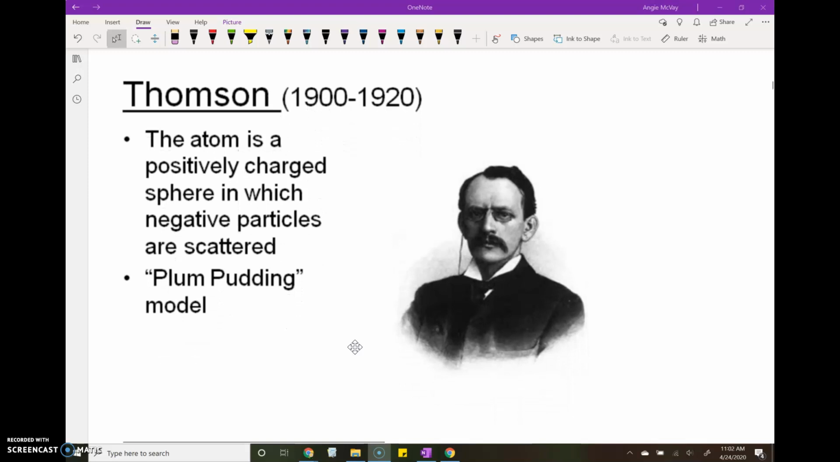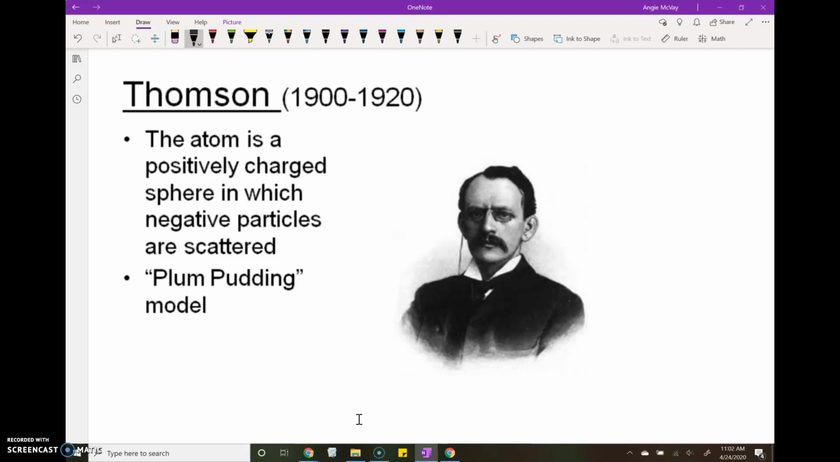Our friend J.J. Thomson in the early 1900s theorized that the atom is a positively charged sphere in which negatively charged particles are scattered. He called this the plum pudding model. He's a Brit, and so plum pudding, I think it's like a cookie with a raisin or something. I like to think of it like bread pudding. If you've had bread pudding, it's just like bread soaked in custard with little raisins throughout.